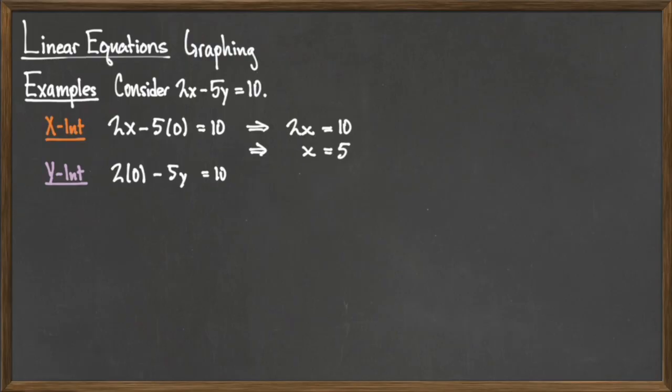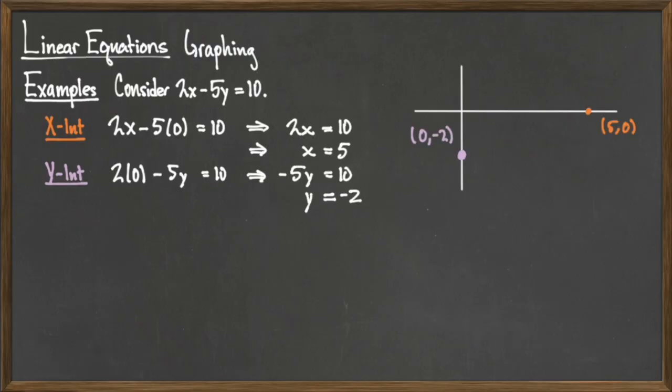This gives me 2 times 0 minus 5y equals 10, which reduces to minus 5y equals 10, which reduces to y equals negative 2. Therefore, I have an x-intercept of (5, 0) and a y-intercept of (0, -2). So I can sketch the graph of 2x minus 5y equals 10 by just connecting those dots with a straight line, and we're done.